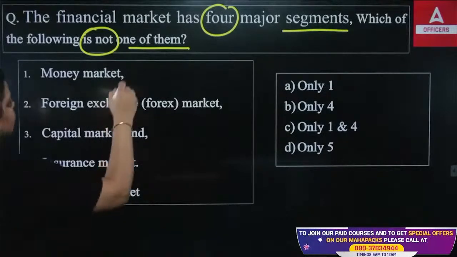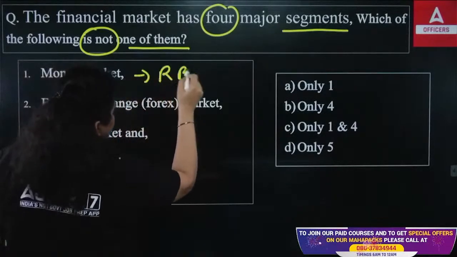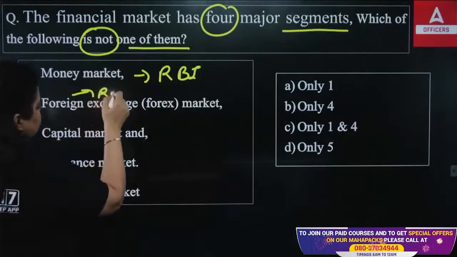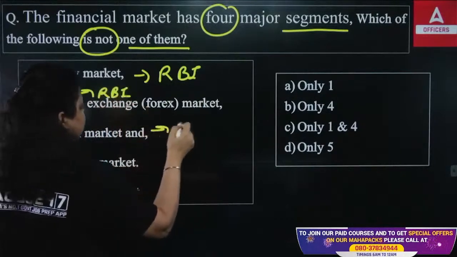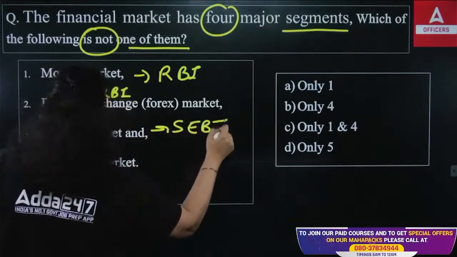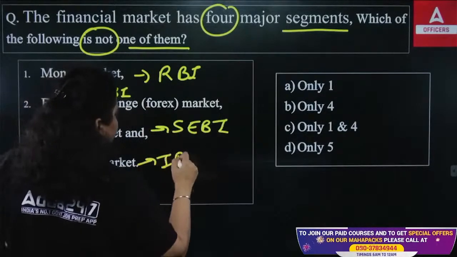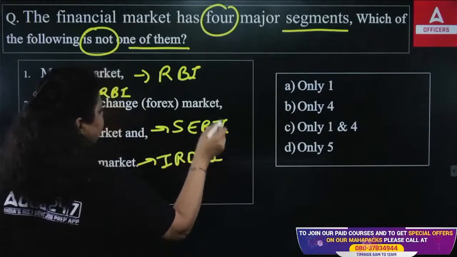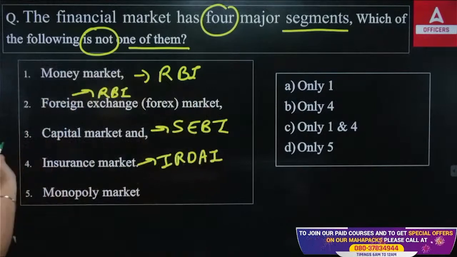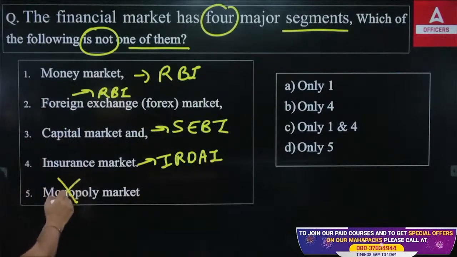So you know money market is regulated by RBI. Forex market is also regulated by RBI. Capital market is regulated by SEBI. The insurance market is regulated by IRDA. So all these are the financial market, but not the monopoly market.